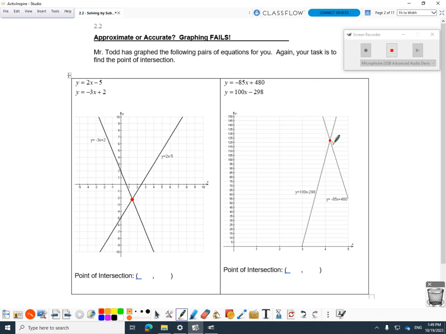Okay, let's get someone to share their point of intersection. There are many potential right answers here. You might have got slightly different answers. There are some answers that would be wrong. But is someone willing to share their point of intersection for the first one? What did you say for the answer? 1.3, yep. I like it.